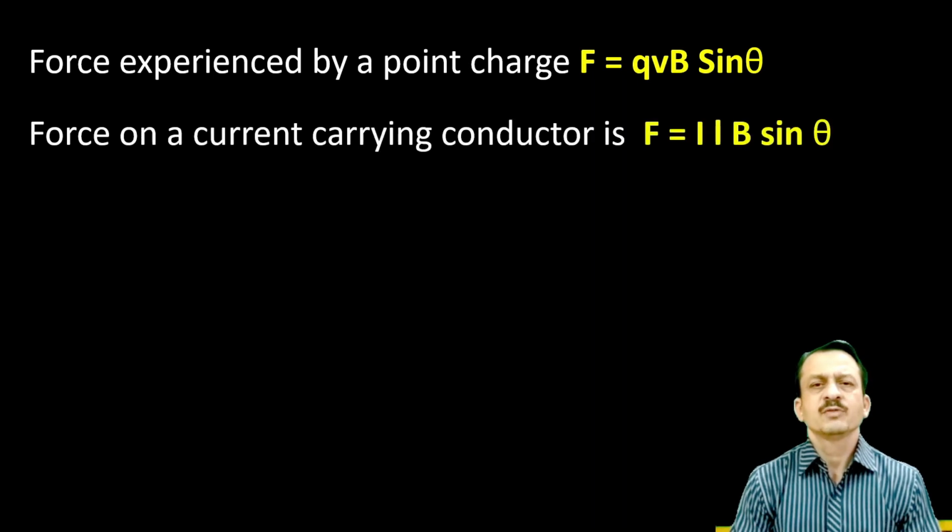And the second important formula is the magnetic force experienced by a current carrying conductor. If you have a conductor which carries a current of I and it has a length of L, then the magnetic force experienced by the current carrying conductor is given by F is equal to I into L into B sin theta. Theta is the angle between L, the length of the current element, and B, the magnetic field.